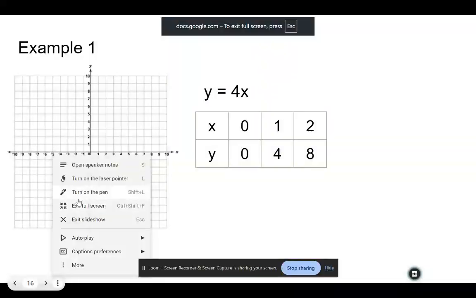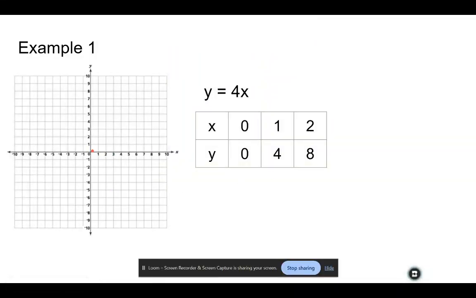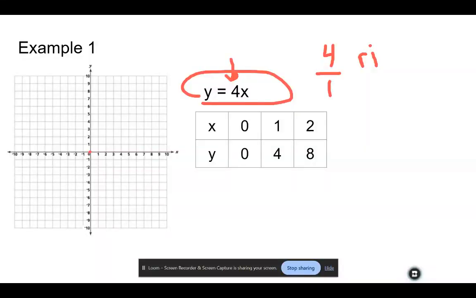Now that we've got our ordered pairs, the first point is 0, 0. I'm going to do the rest of it by just using my slope. Remember that my slope is this number right here, 4, but it's really 4 over 1 because I have my rise and then I have my run. We've been talking about using those words, rise over run. So I'm going to go up 4 and over 1. 1, 2, 3, 4 over 1.